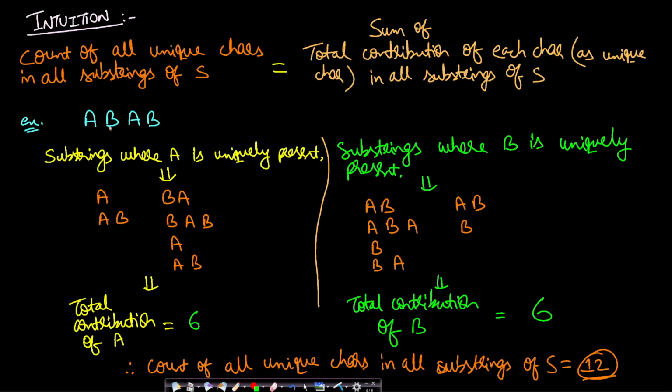Let's say that your string is AB. Now we have to see the substrings where A is uniquely present. The substrings where A is uniquely present are this A and this AB, right?